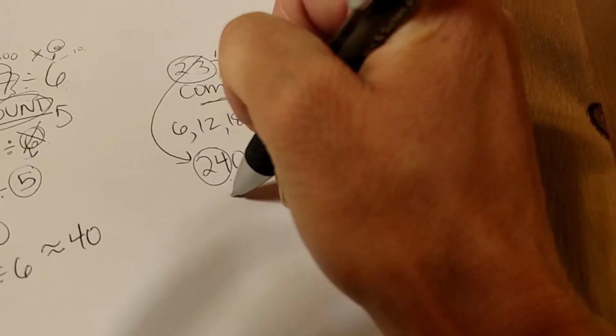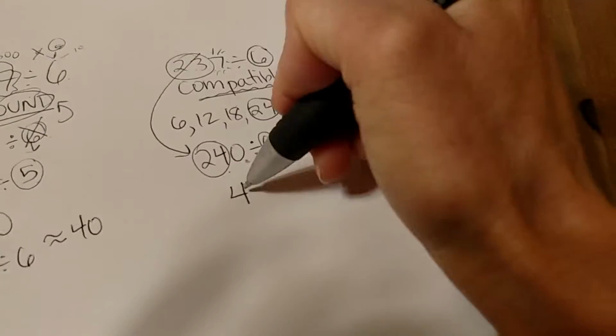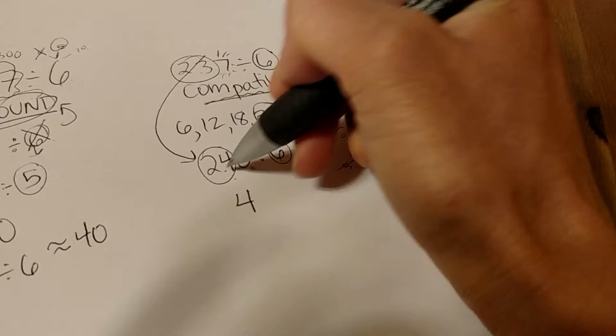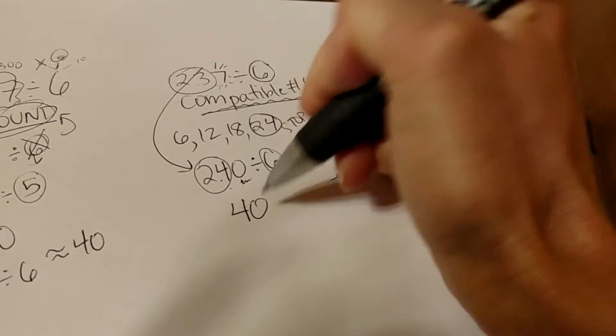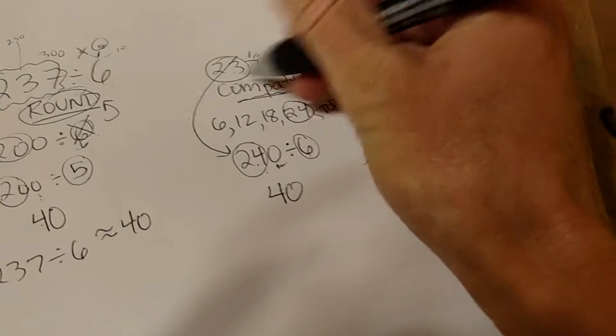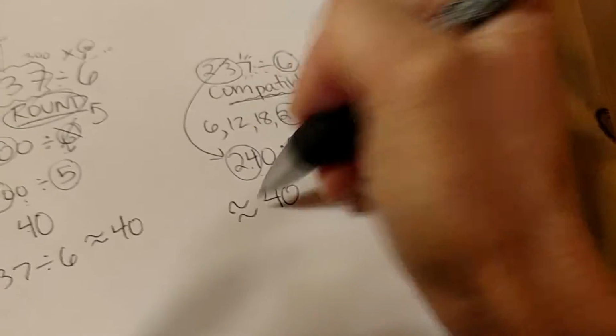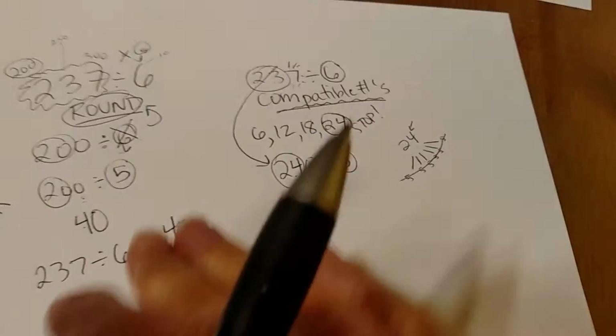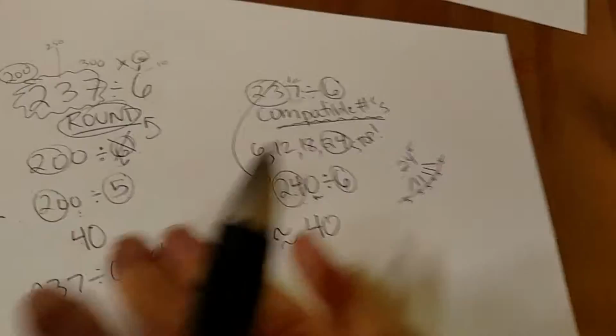So it actually is 4. So 4 times 6 gives me 24, and I need that 0, so I'm going to attach that 0. And what do you know, in this case, it actually turned out the same. So my quotient is approximately 40. Okay, we're going to try another one.